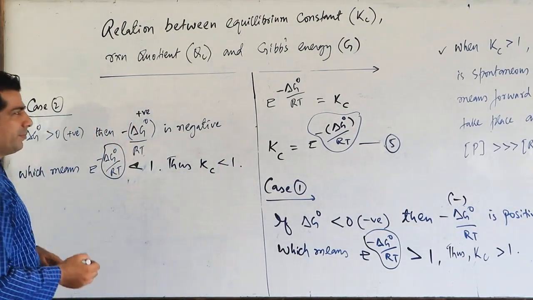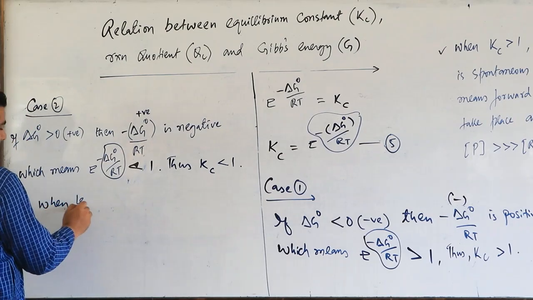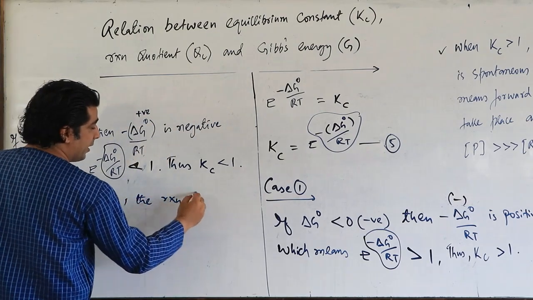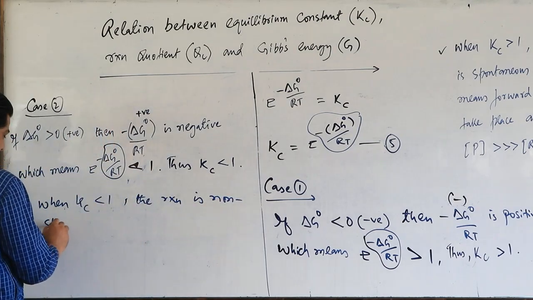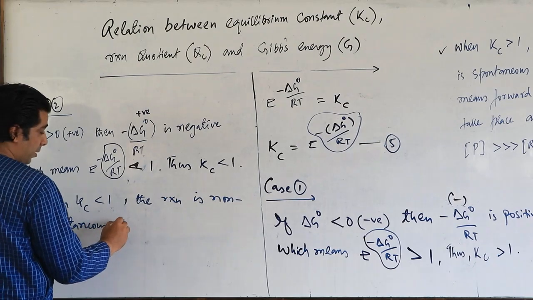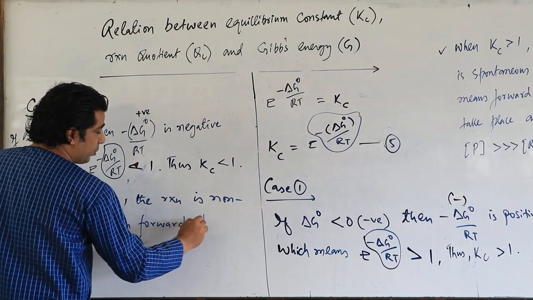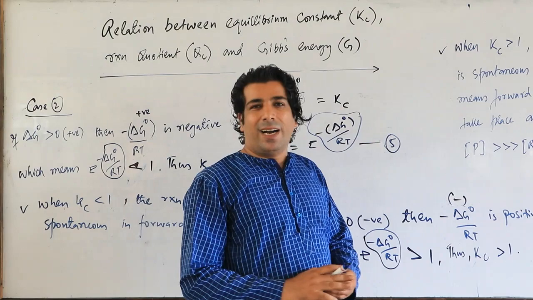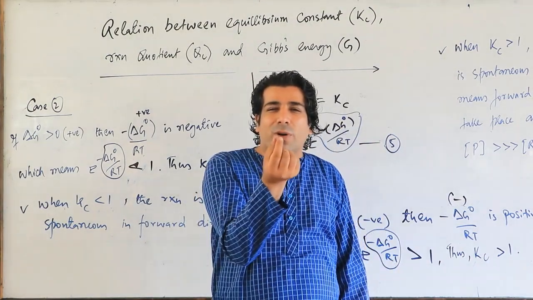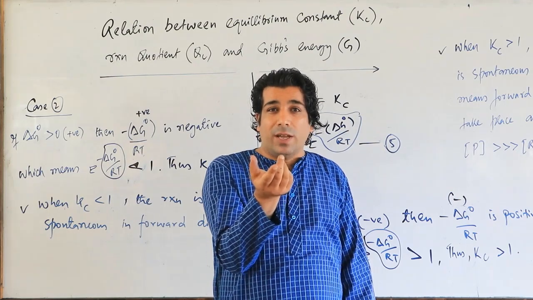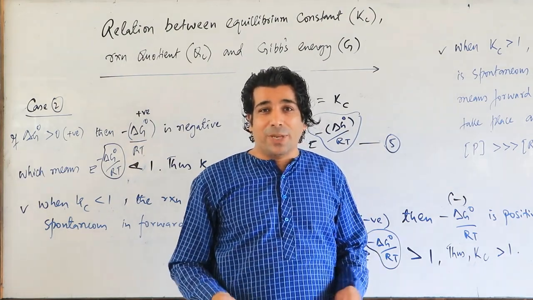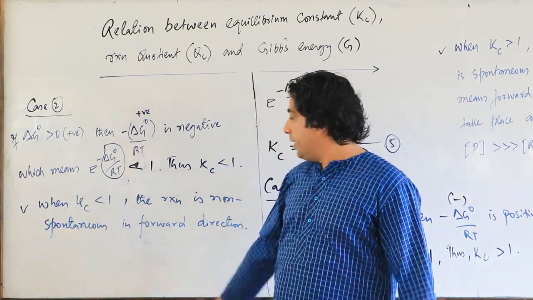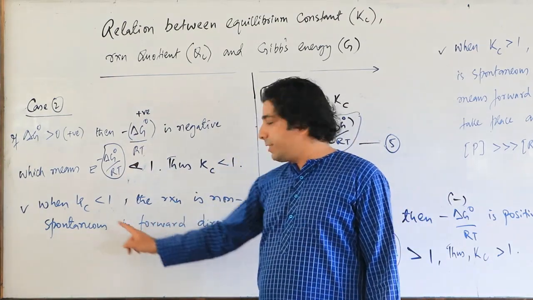So when Kc is less than 1, the reaction was spontaneous there, but here the reaction is non-spontaneous in the forward direction. So when the reaction is non-spontaneous, how much reactant will change into product? A very small amount of reactant can change into product, because reactant does not want to change into product. Because the reaction is non-spontaneous, and a non-spontaneous reaction requires lots of energy, lots of temperature.